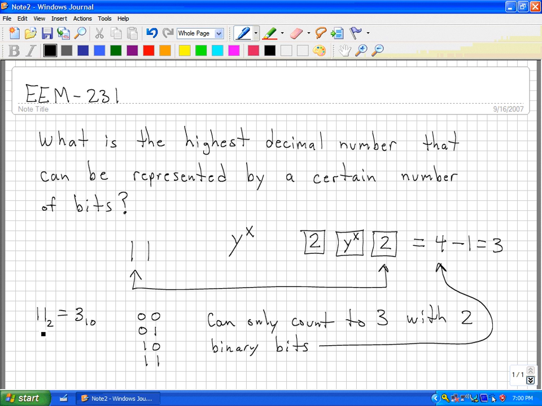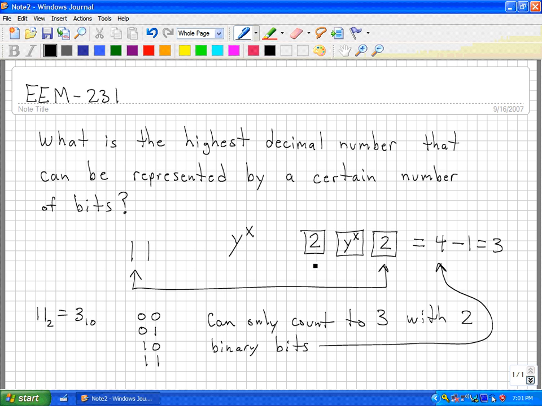So with 2 binary bits, that is equal to 3 if we do the conversion, but when we're counting with 2 binary bits, this right here represents 2 binary bits. And if we start off with 0, which is 1 number, 1, which is 2 numbers, 2, which is the third number, and then 3, which is the fourth number, you'll see that this is 4 individual numbers, which means I could have 4 different numbers with 2 binary bits. But because we start counting at 0, I can only count up to 3 with 2 binary bits.